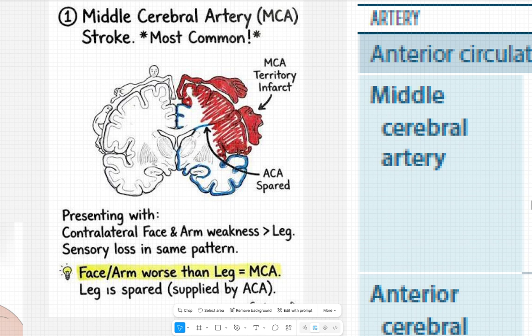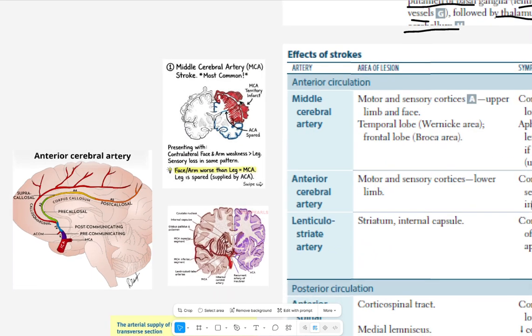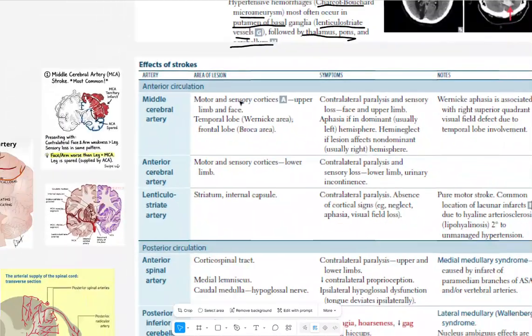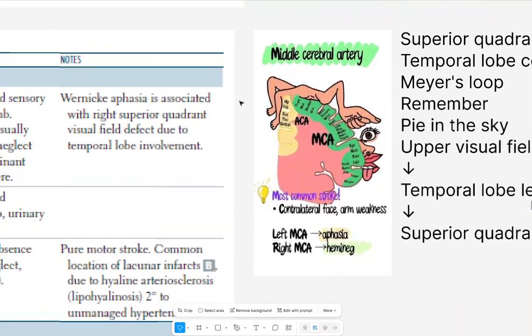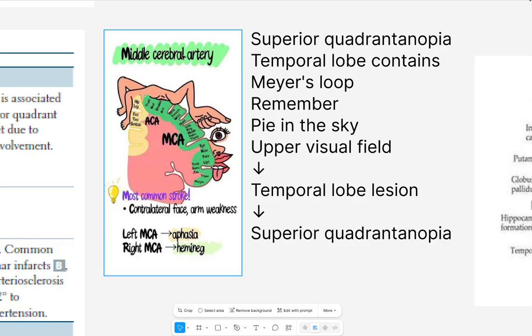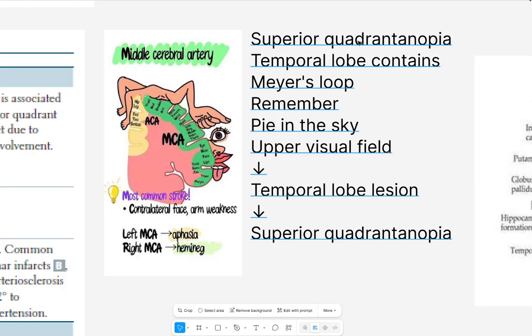Another thing, the patient gets opposite face weakness and opposite arm weakness because you know that the corticospinal tracts cross, right? And the leg is relatively spared. Okay. The patient cannot smile on one side and cannot lift the arm on the opposite side, right? So we remember the upper motor neuron and the lower motor neuron. So you know. Okay. Another thing is the middle cerebral artery gives you something known as the superior quadrantanopia, right?